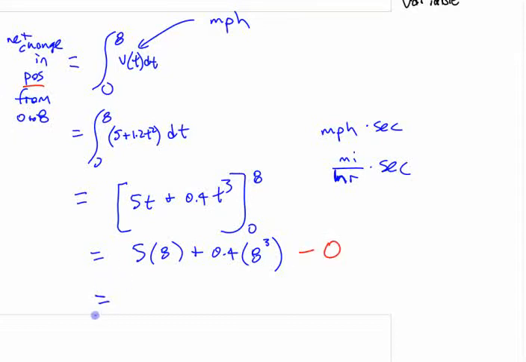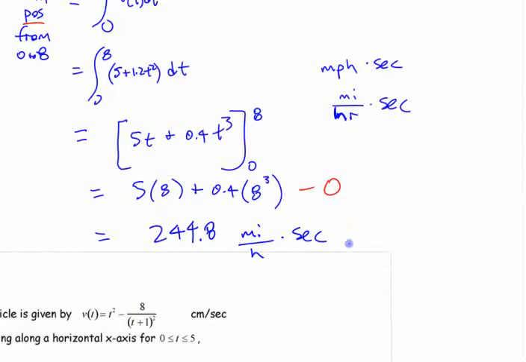What does that give us? 40 plus something? About? Somebody? Okay, 244.8 miles per hour times seconds. If you want to make it just miles, you can times by 1 hour over 3,600 seconds, right? Because that's equal to 1.